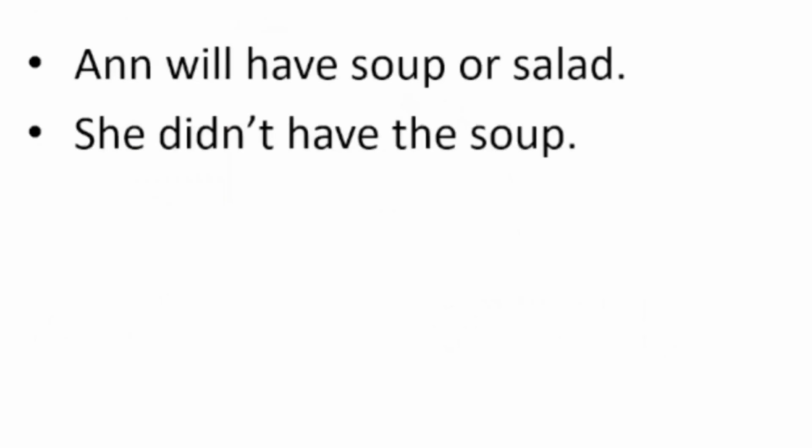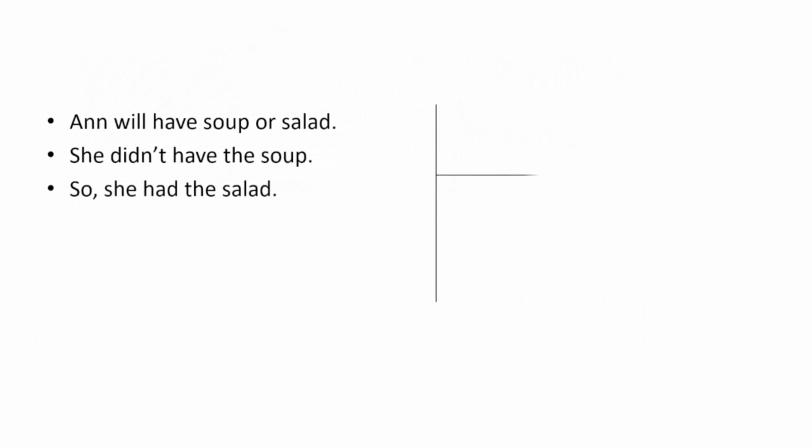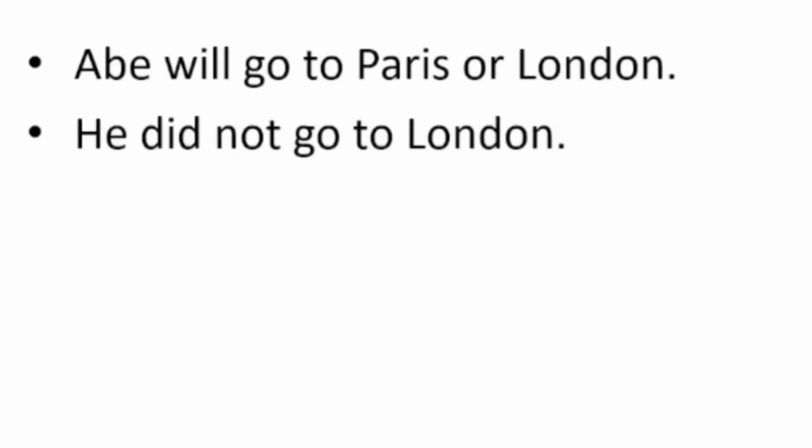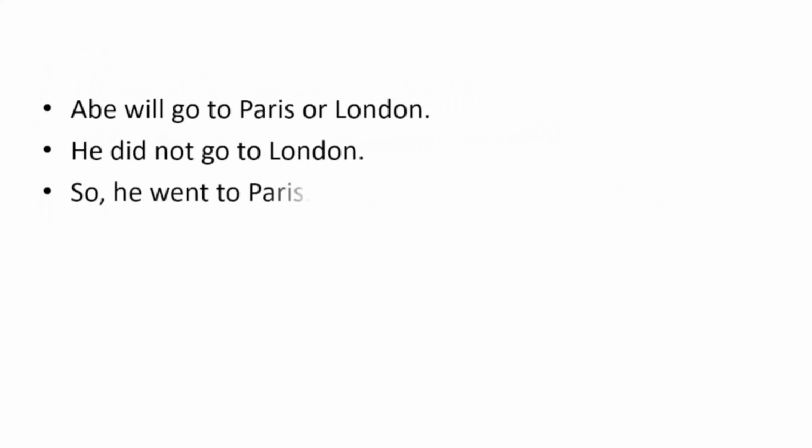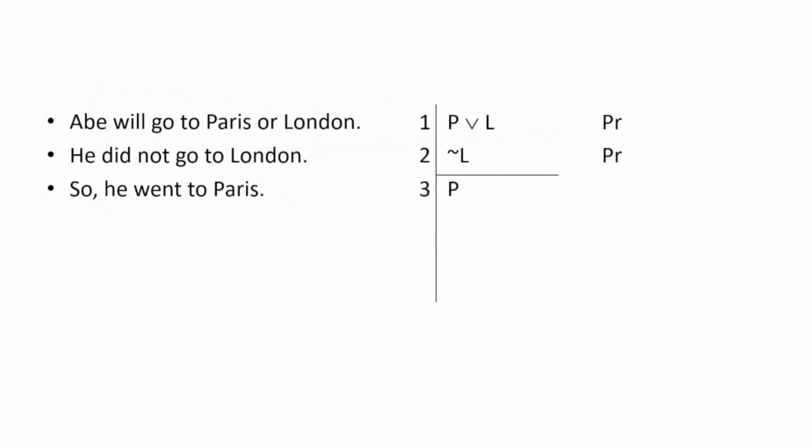The rule is intuitive. N will have soup or salad. She didn't have the soup, so she had the salad. Abe will go to Paris or London. He didn't go to London, so he went to Paris, of course.